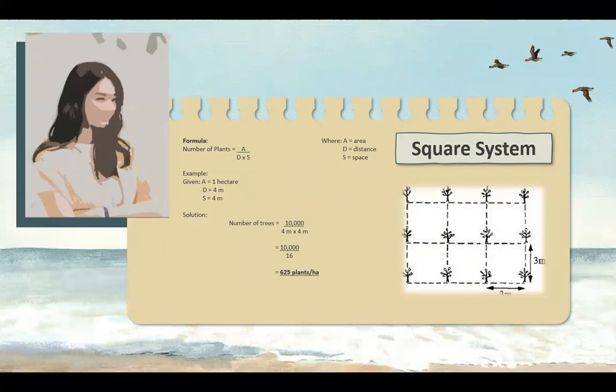The number of plants is equal to, so what is our area? Our area is 1 hectare. We need to convert the hectare into square meters, so it becomes 10,000 square meters divided by distance and space, which is 4 meters by 4 meters. So 10,000 square meters divided by 16 is equal to 625 plants per hectare. That is our answer if we use a square system.